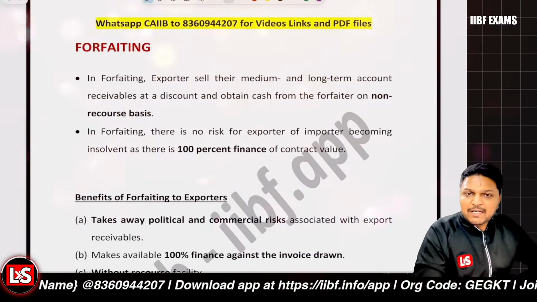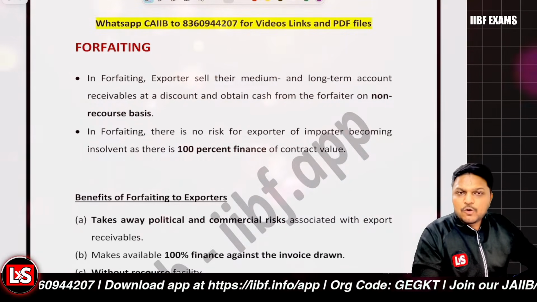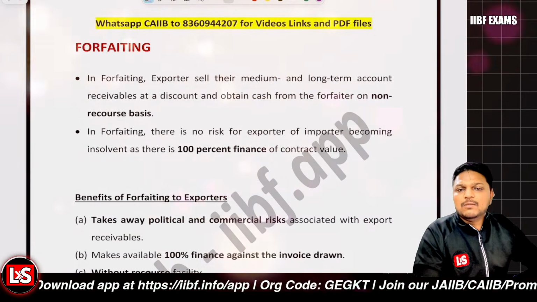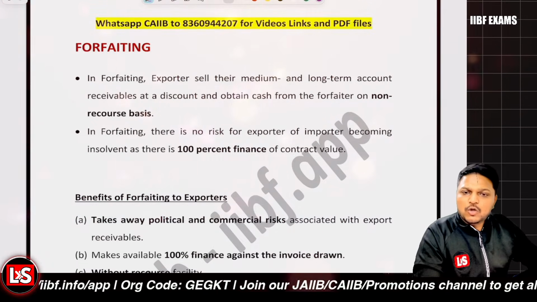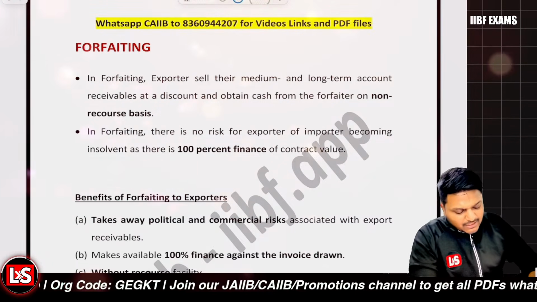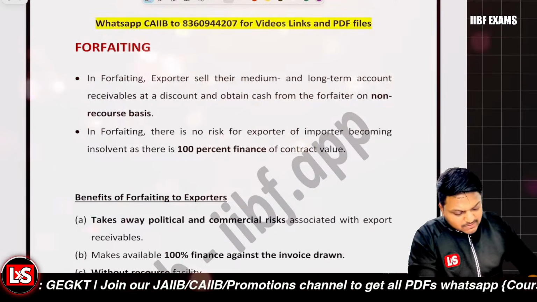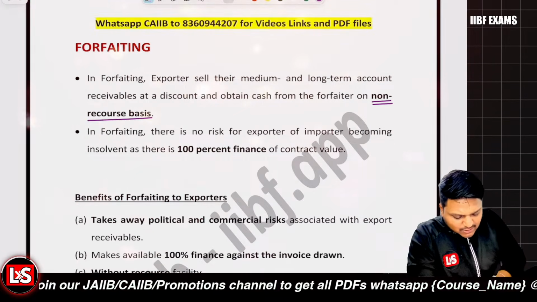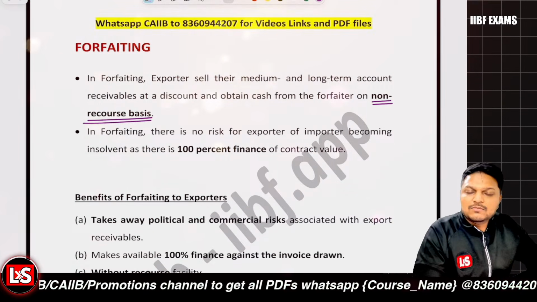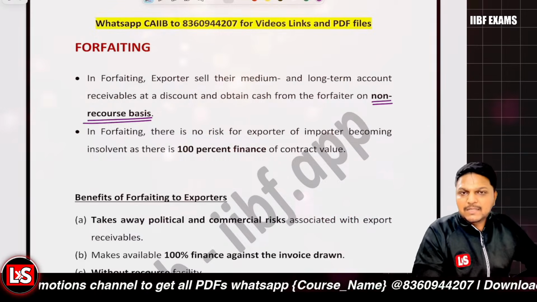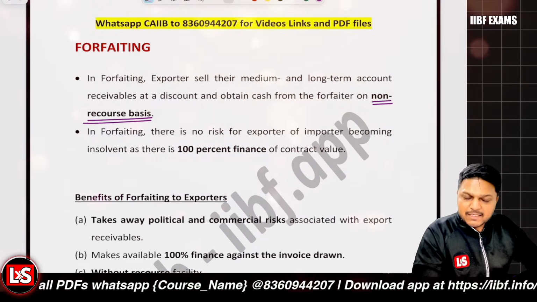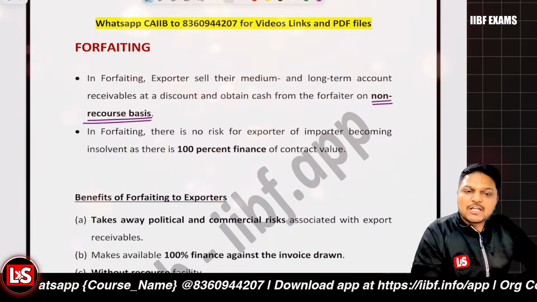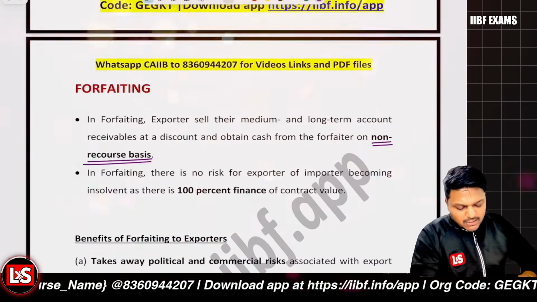Now, where the factoring was for the short term period, the forfeiting is for the medium and the long term period, and it is generally on a non recourse basis. It is for the international market, whereas in the factoring we were generally dealing in the domestic market. It can also be international, but generally under the factoring we deal with the domestic market. The forfeiting is for the international market.